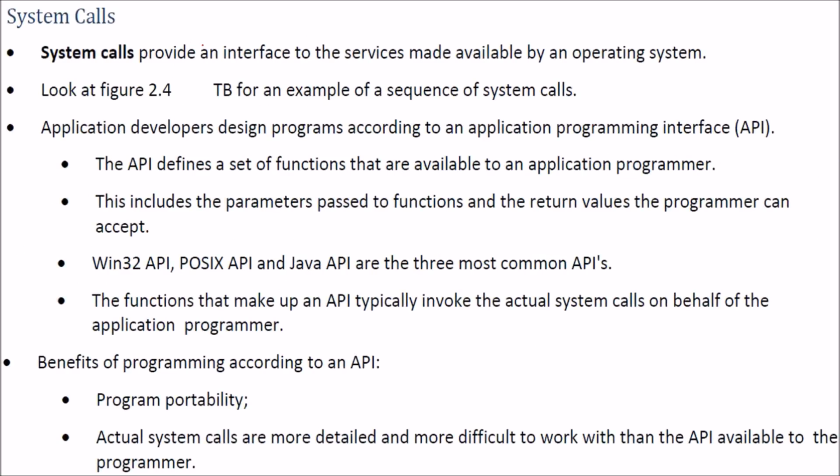Now system calls. The operating system does everything with respect to system calls. All the application developers design programs according to the API, the application programming interface. Various APIs are available. And what is the benefit of an API? When you use the API, the program is portable and we have the interfaces. We just have to pass the parameters and we get the value out of it. So we don't have to worry about the internal details.